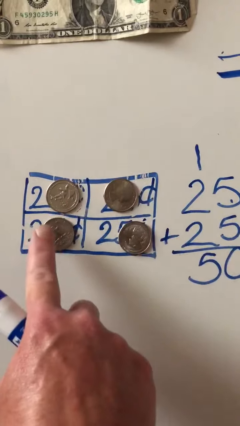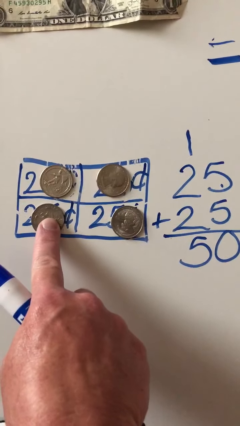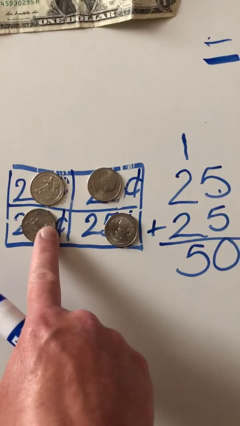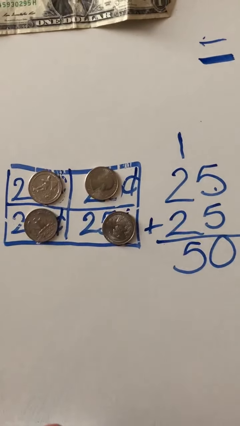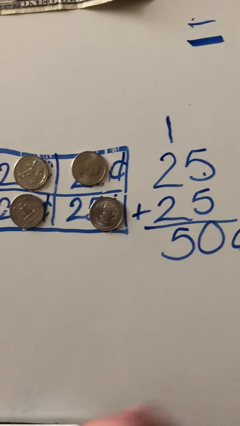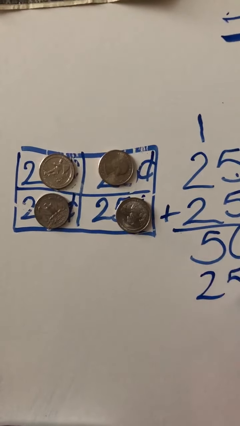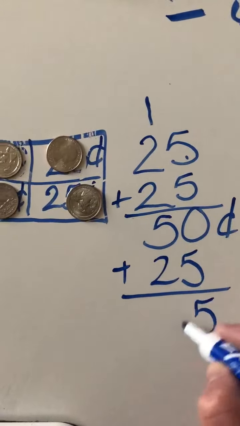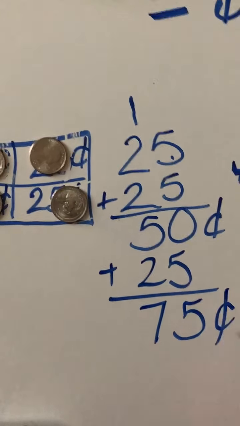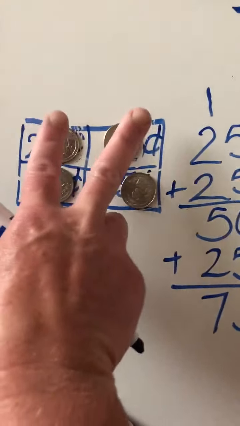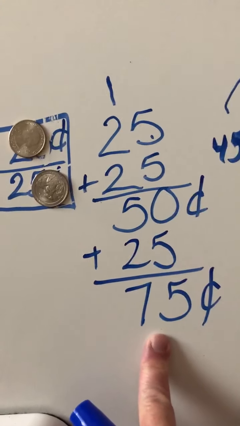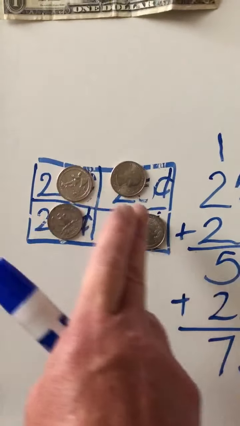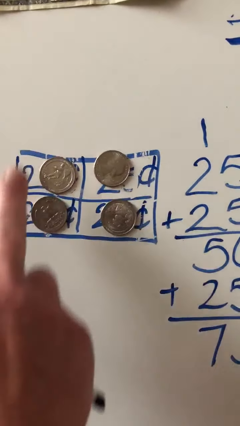Well, what would 3/4 of $1 be? Of course, that's going to be 25 plus 25 plus 25. Do you remember when we counted just a minute ago by 25s? You may already know what 50 plus 25 is, but let me show you. 0 plus 5 is 5. 5 plus 2 is 7. What is 3/4 of $1? It's 75.